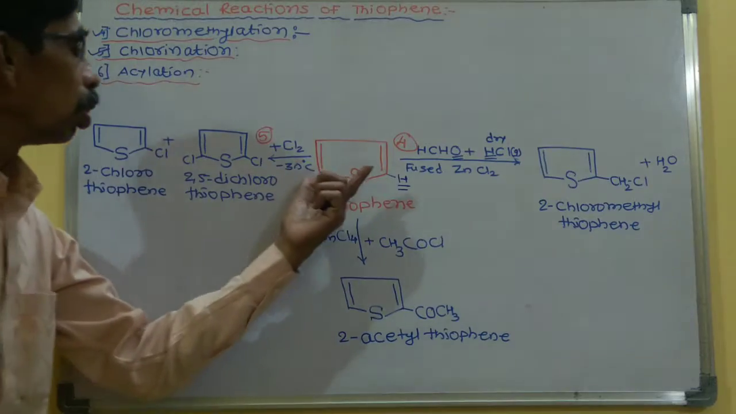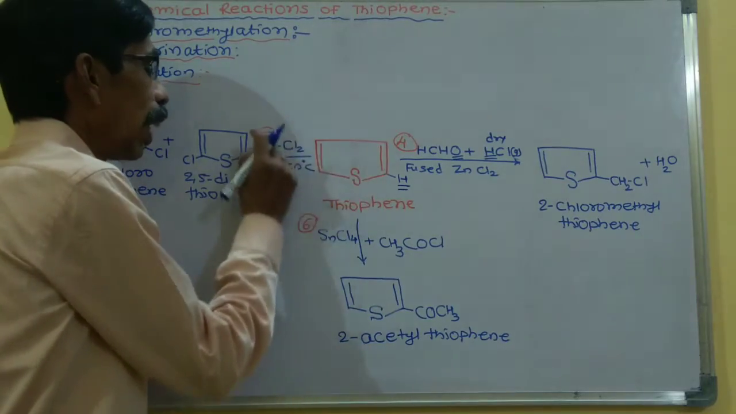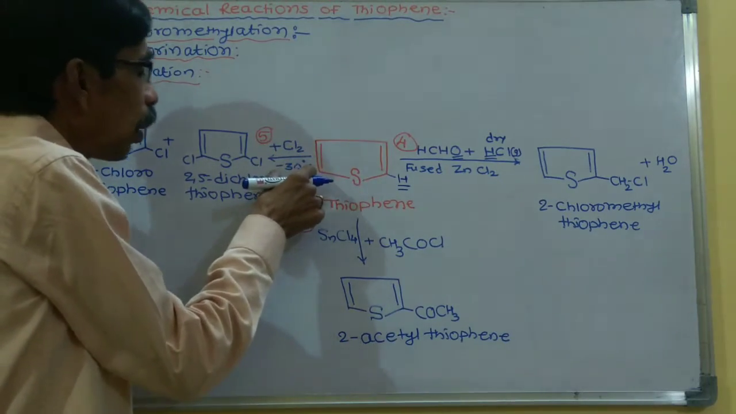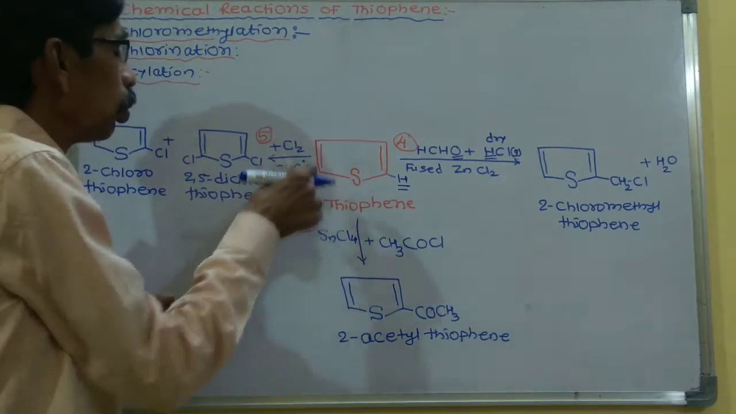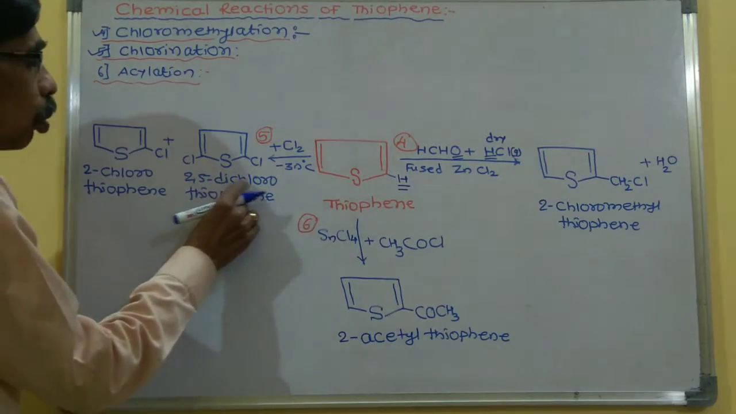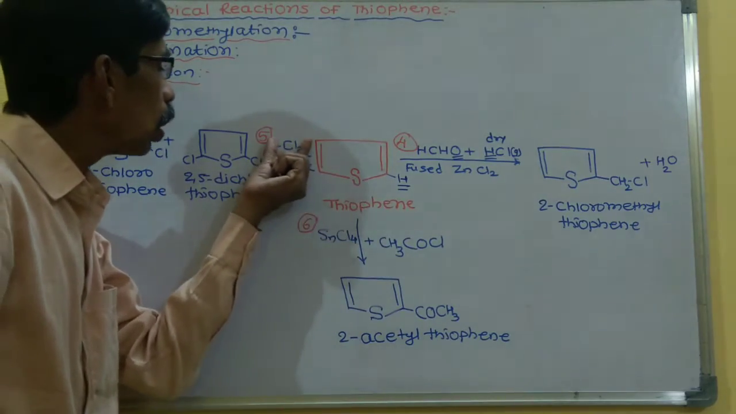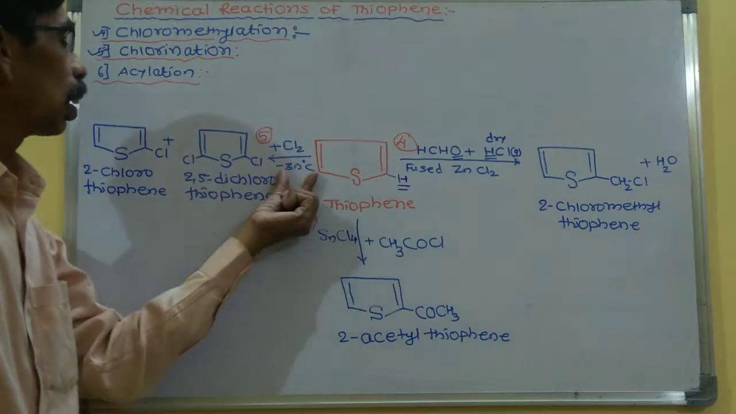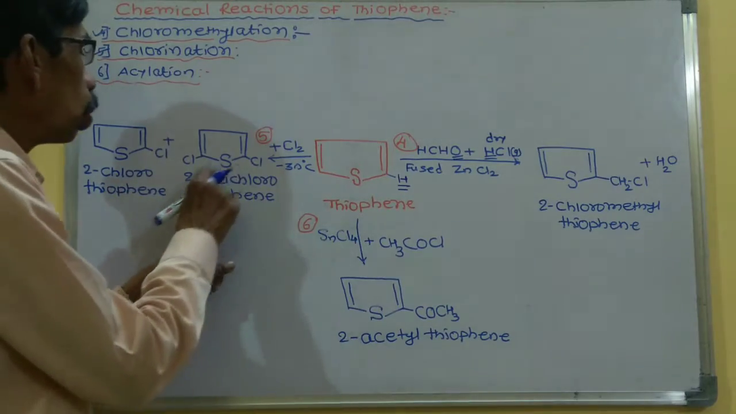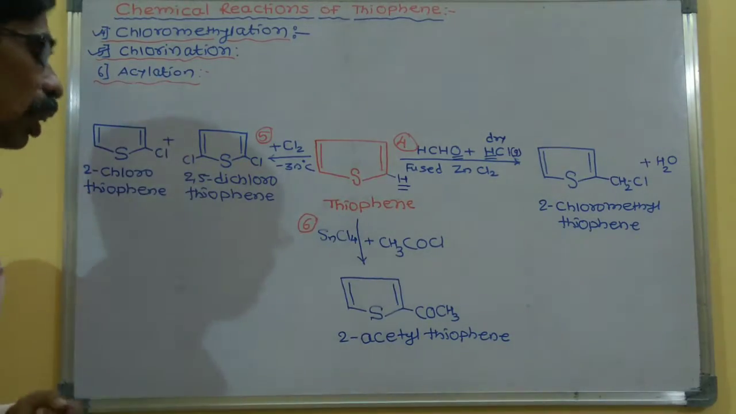Chlorination of thiophene. Thiophene on chlorination with chlorine gas, where Cl2 is in the gaseous state, at minus 30 degrees Celsius gives a mixture of 2-chlorothiophene and 2,5-dichlorothiophene. So this is the chlorination reaction.